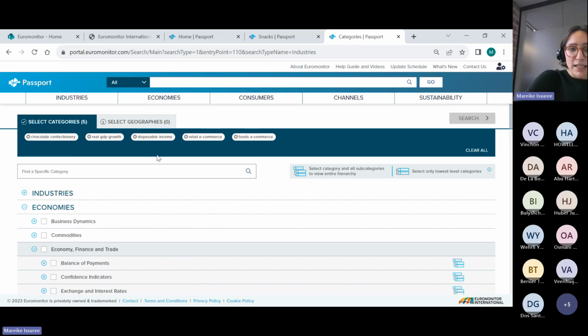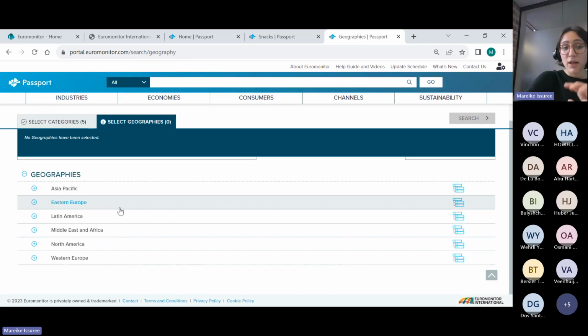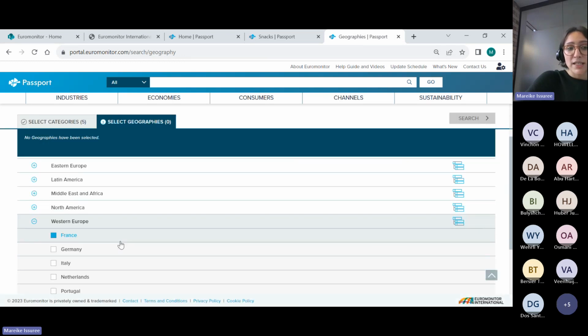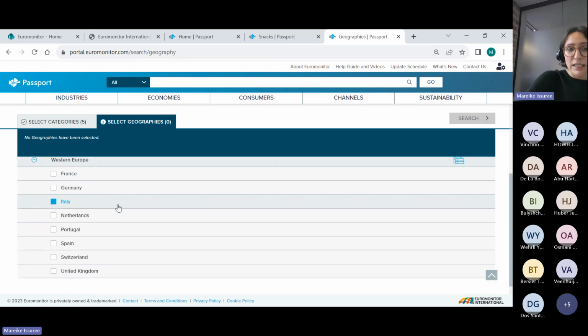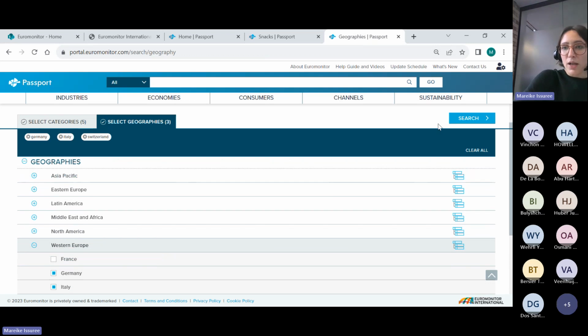What I can do now is I can go into select geographies. So here I can very systematically select any of the countries that are available to me through your school subscription. So I can, for example, go into Western Europe and I can see which countries are available to me to dive into. So we have here Germany, Italy, and Switzerland. I want to compare those three markets. And now I've made a selection and now I can go into search. I can click search at the top and it will give me the results list.